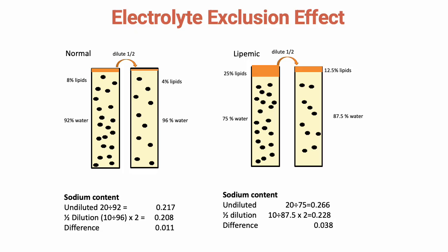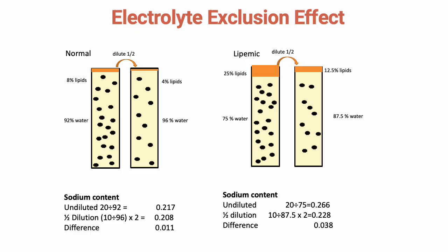In the figure on this slide, we have a normal sample and a lipemic sample. The liquid portion of the plasma is represented by yellow, and the lipid portion is represented by orange. The black dots represent sodium. On the left-hand side of the slide, we have an undiluted normal plasma sample and a diluted normal plasma sample. In the normal plasma on the far left, we have 20 sodiums in 92 microliters.